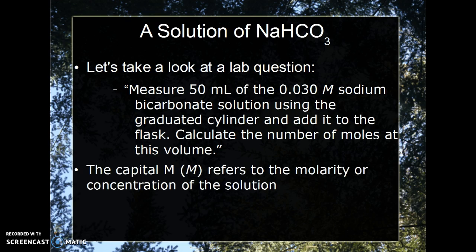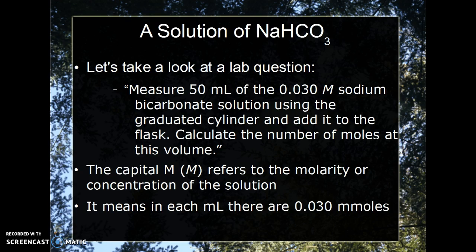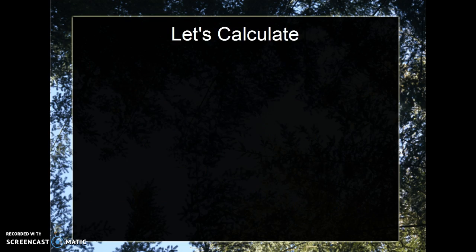Now the capital M, usually put in italics, refers to the molarity or concentration of the solution. That's one way, and a very common way, of showing the concentration of a solution, how much solute is in the solution. It means here in every milliliter of the solution there are 0.030 millimoles of the sodium hydrogen carbonate.